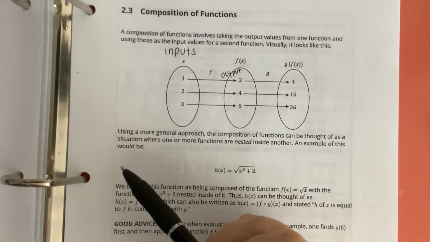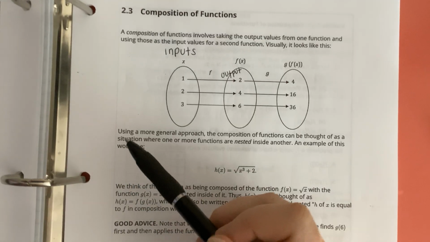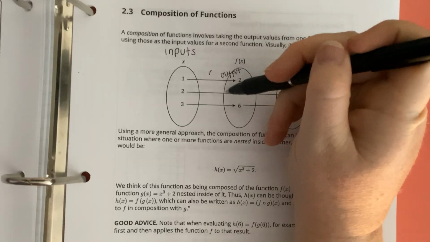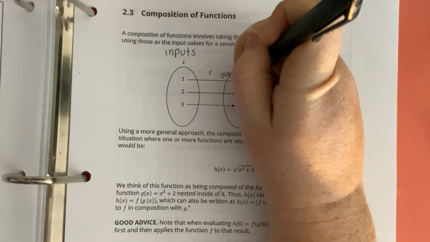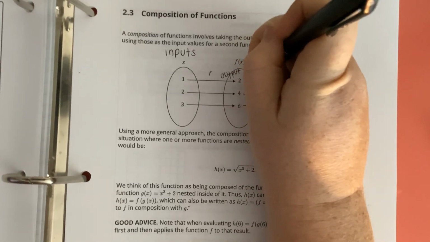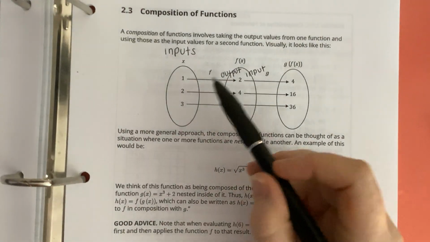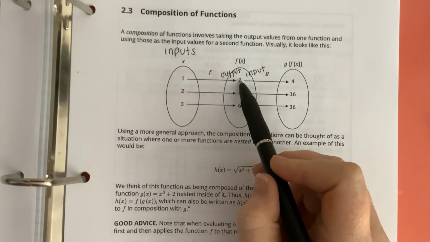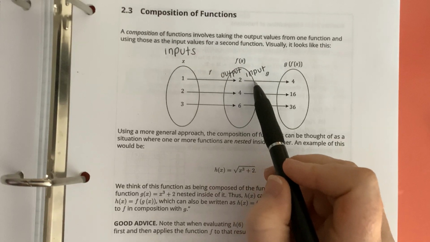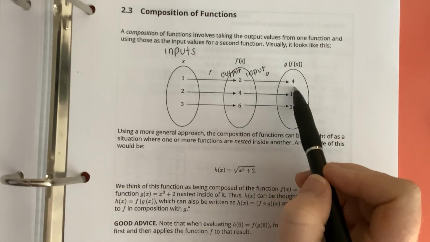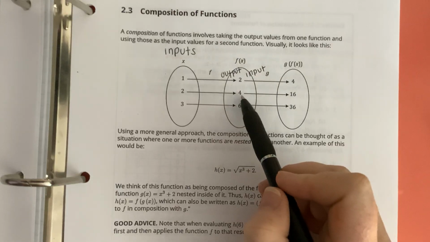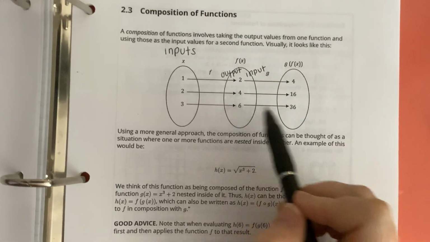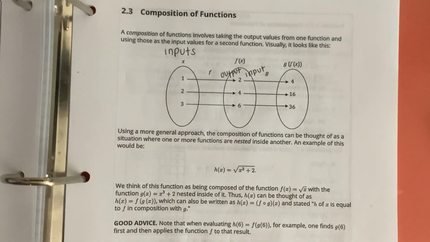All right. And then the big thing about composition is the output of your first function becomes the input of your next function. So we plugged in 1, we got 2, and then we're going to take 2 and plug it into our other equation and see what we get back. So now when we plugged in 2, we got 4. When we plugged in 4, we got 16. Plugged in 6, we got 36. All right.